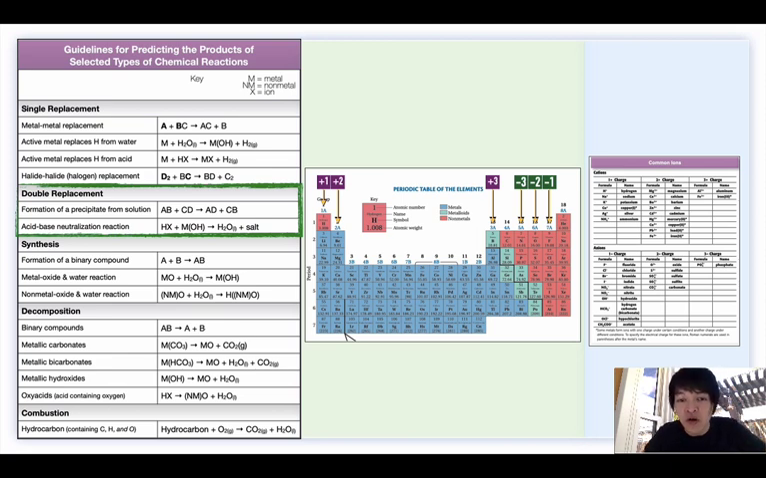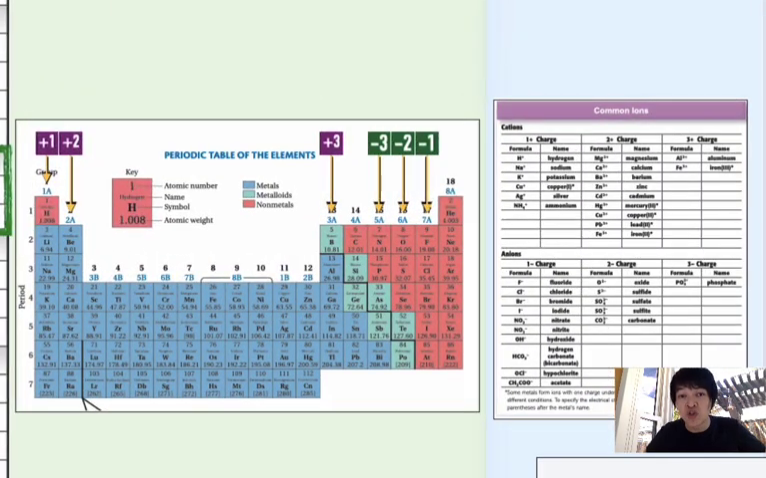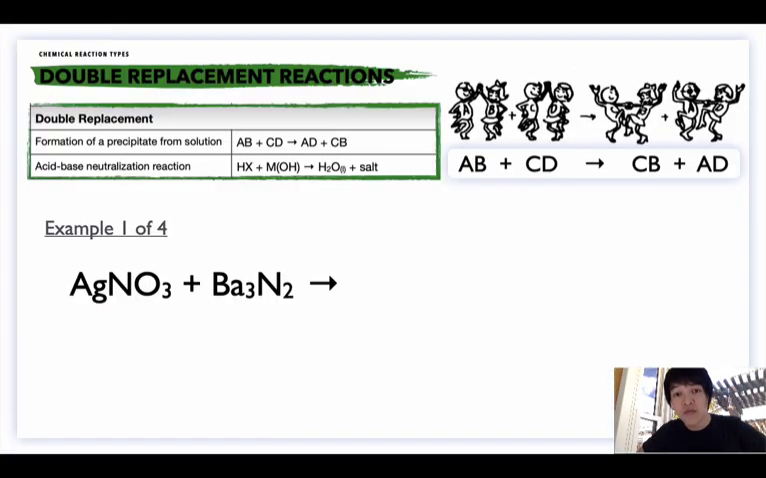Just as before, we're going to need to know our ion charges really well, the positive ion charges and the negative ion charges that come from the periodic table and the common ion table. Here's our first example. Before we take a look at how to do this example, let's look at the top right here.